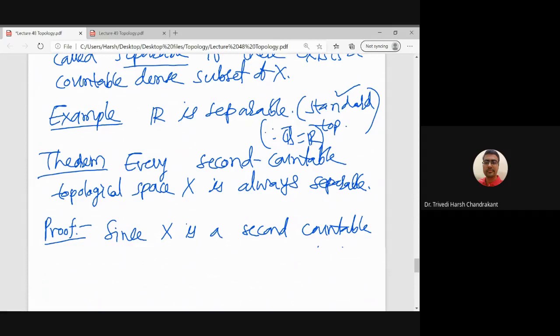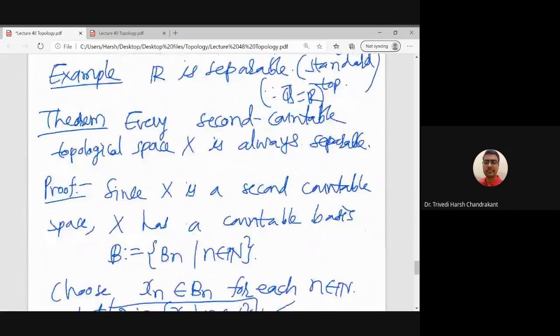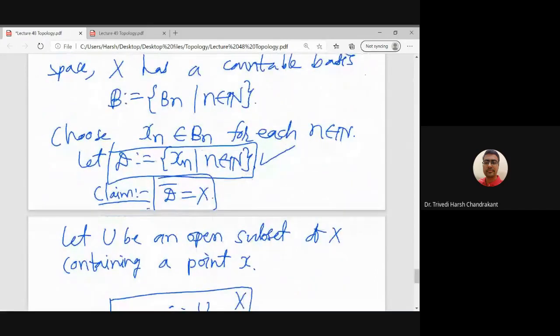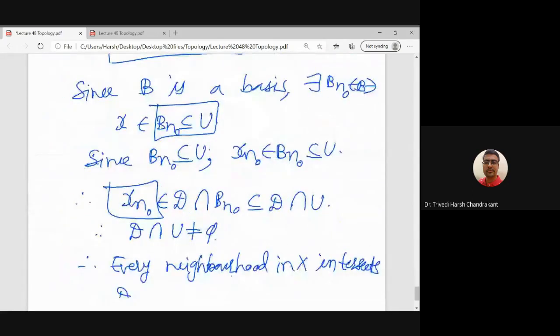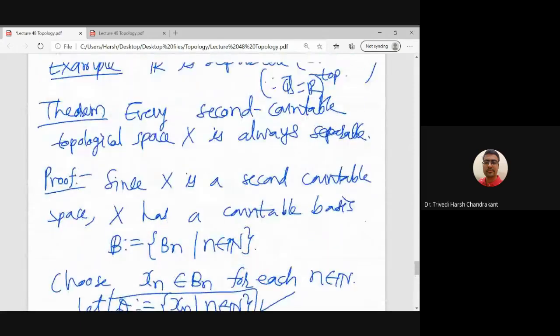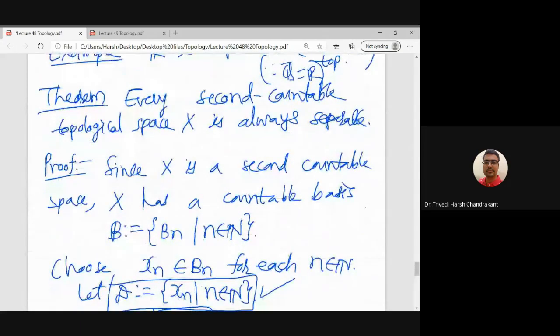After that, we discussed one theorem that every second countable topological space X is always separable. So if I have a second countable topological space, that means we have a collection of basic open sets which is countable. Then we can construct a set D so that its closure is X. So I think this is what we discussed in the last lecture up to this point.